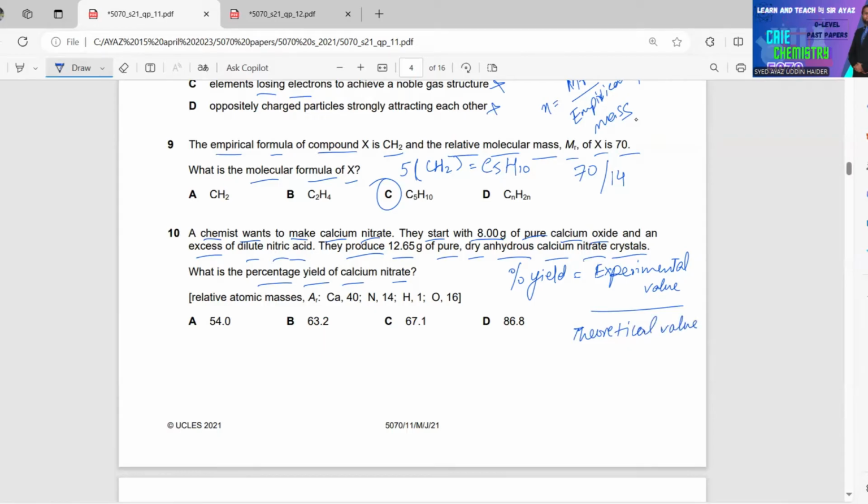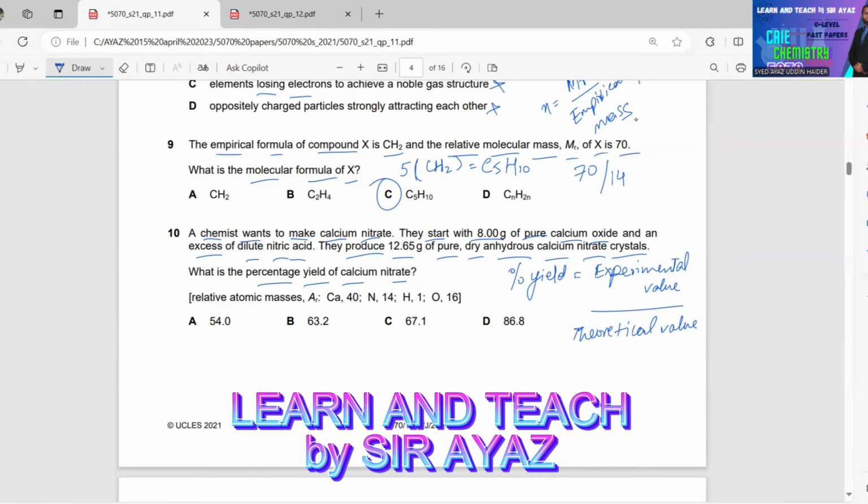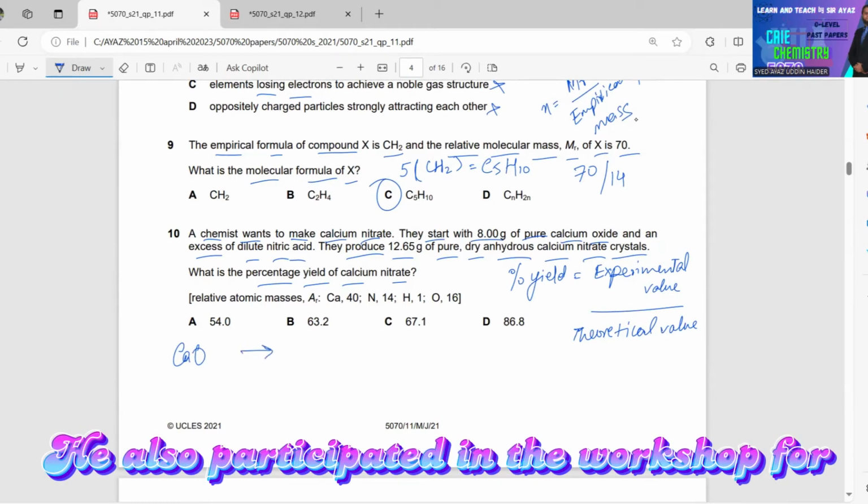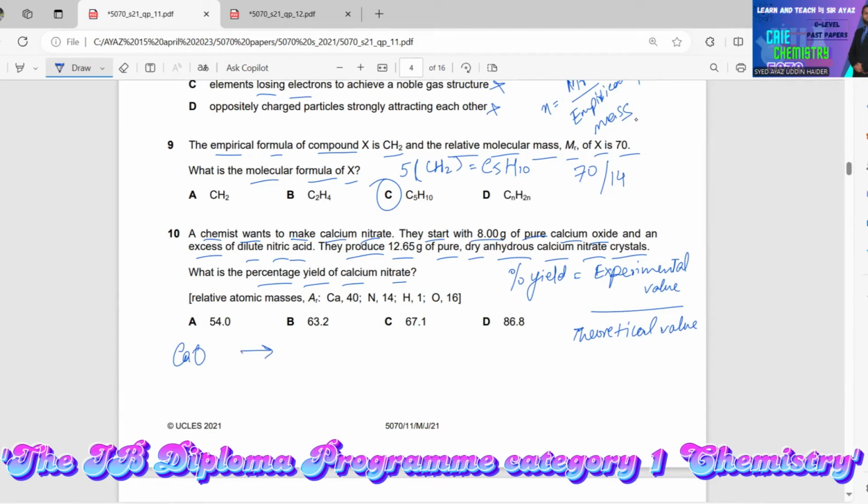So what is provided here? We are talking about calcium nitrate. We have the experimental value, which is 12.65. We don't have theoretical value. So what is the formula of calcium oxide? First of all, I will write the formula of calcium oxide. This is calcium oxide, CaO. What about calcium nitrate? The formula for calcium nitrate is Ca(NO3) whole twice.